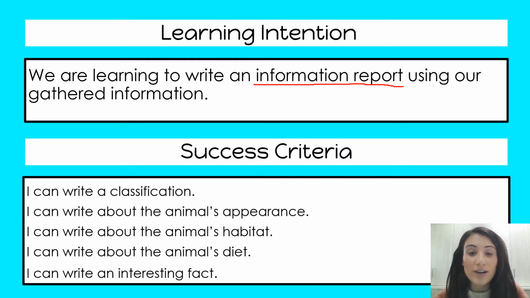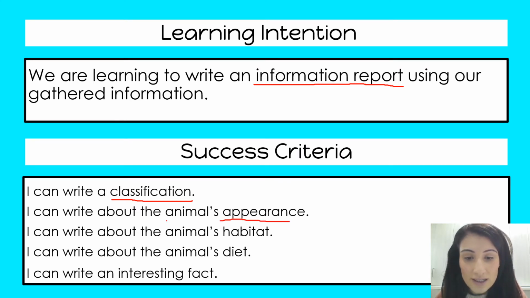Let's look at our success criteria. I can write a classification. So now we're going to be putting our gathered information into a report and sorting the report into different parts. So the first part is the classification. I can write about an animal's appearance. So we're going to be writing about the appearance. I can write about the animal's habitat. I can write about the animal's diet, and I can write an interesting fact.